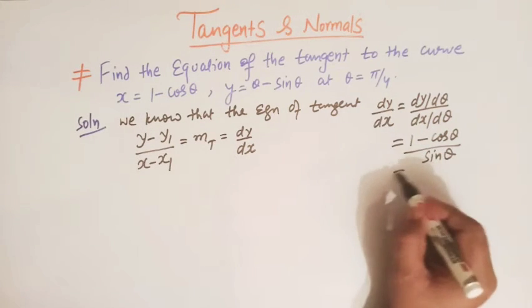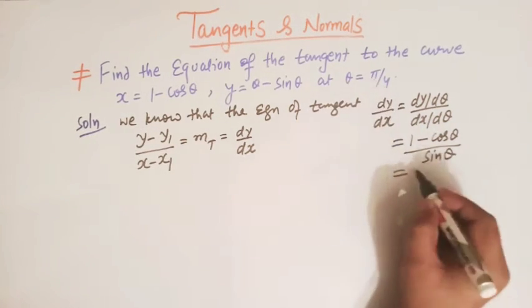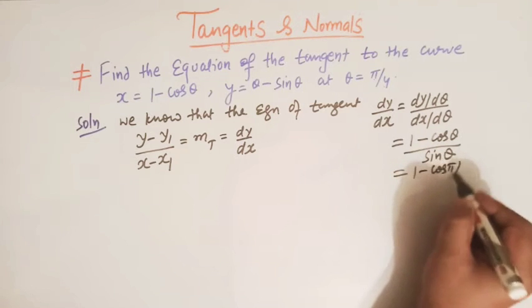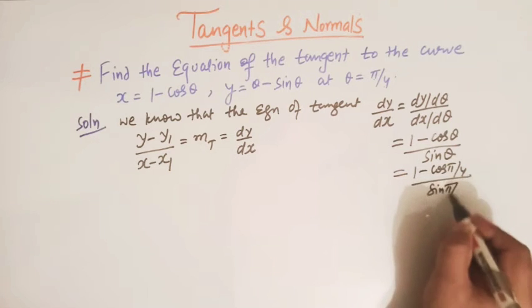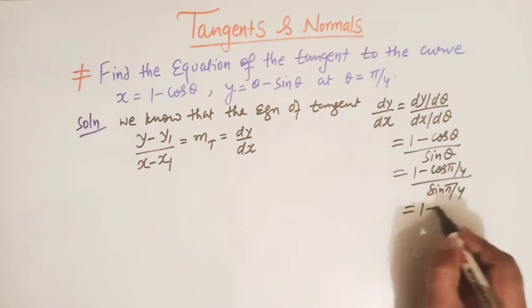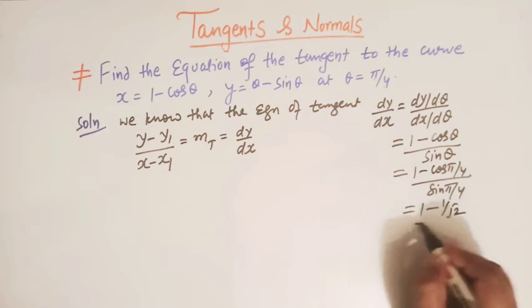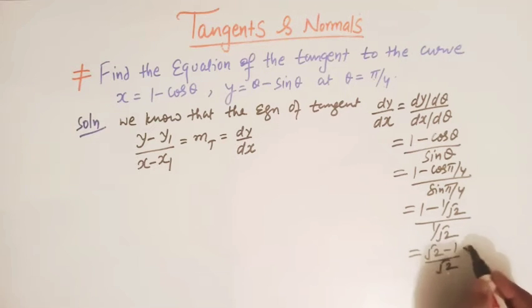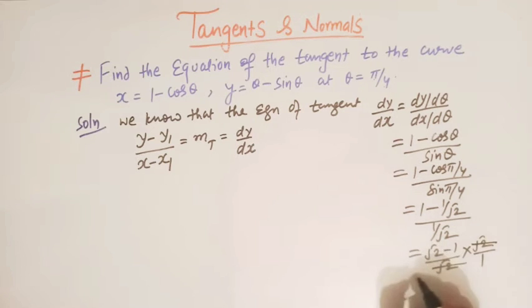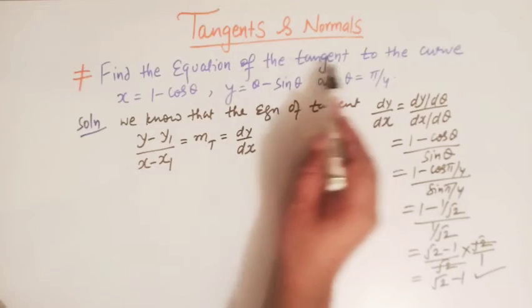Now at theta equal to pi by 4, if we substitute here theta equal to pi by 4, we have sin pi by 4 here. So this is 1 minus 1 by root 2 divided by 1 over root 2, and this is square root of 2 minus 1, square root 2 multiplied by square root 2 divided by 1. So we have square root of 2 minus 1. So this is the slope of the tangent.